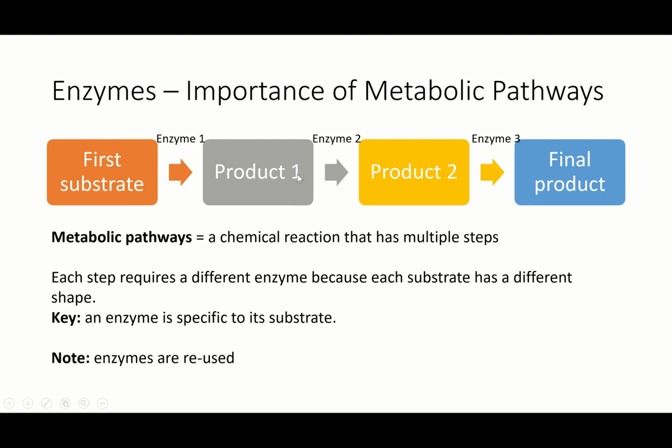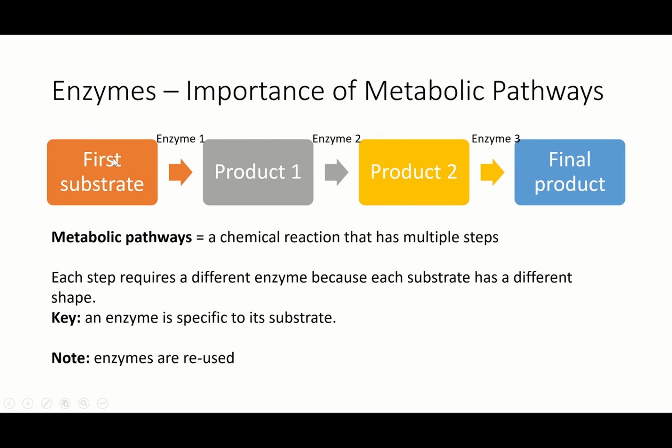But remember, this is a metabolic pathway, so it has multiple stages. So product 1 will then be catalyzed by enzyme 2, and that will go to product 2. And likewise, you go to enzyme 3, and if you have more, you just repeat this process until you get to the final product. And now, this is really important. Each step requires a different enzyme because each substrate has a different shape.